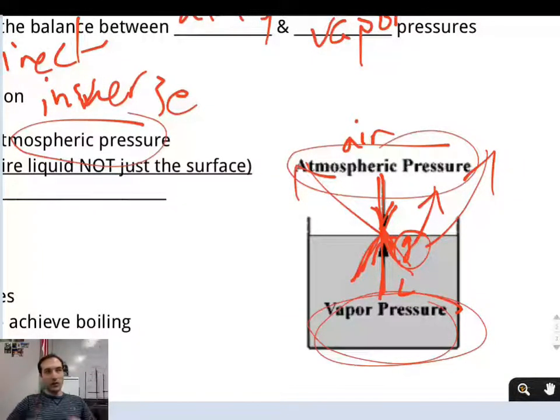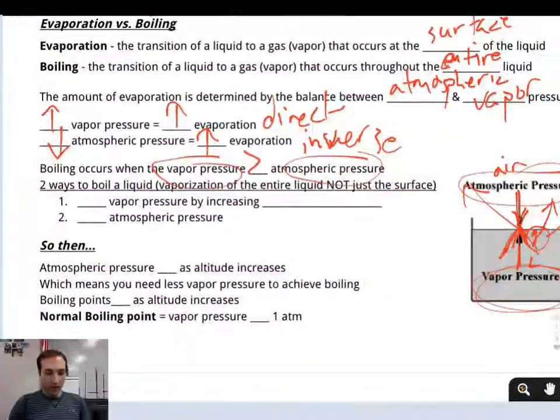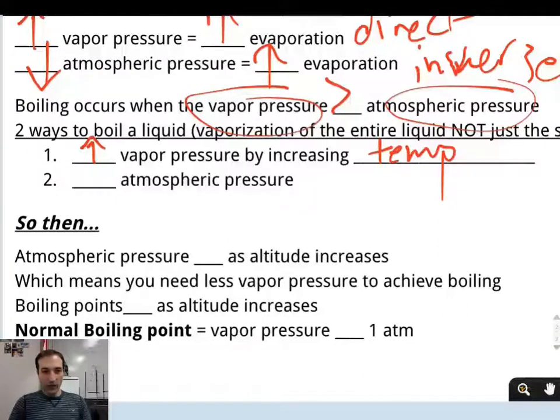Another way of thinking of it is vapor pressure is trying to turn the liquid into a gas. Atmospheric pressure is preventing it or resisting the change. So if you decrease the resistance, evaporation increases. If you increase the resistance, evaporation slows. Because of that, there are two ways that you can get a liquid to boil. The first way is you can raise the vapor pressure by increasing the temperature. We know if we heat up a sample of water, then particles are going to move faster. They're going to have more energy, so they can escape as a gas. So vapor pressure will increase and eventually overcome atmospheric pressure.